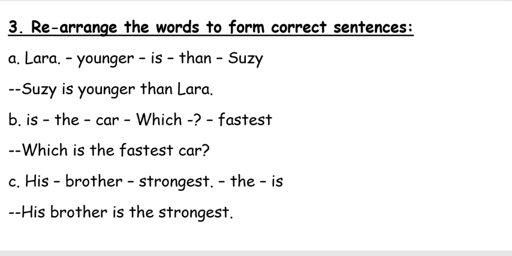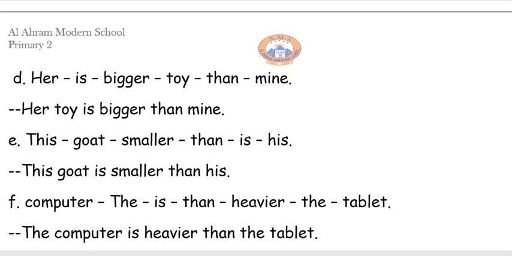Now let's move to the next group. Number D, her is bigger toy than mine. Here we are going to compare between two toys, hers and mine. So I can say her toy is bigger than mine. Number E, this goat smaller than is his. So we can say that this goat is smaller than his. Number F, computer the is than heavier the tablet. The computer is heavier than the tablet.